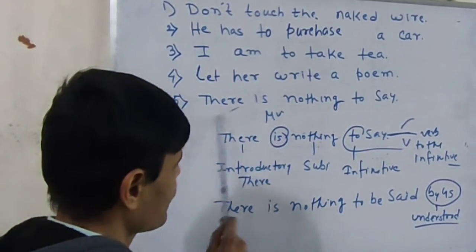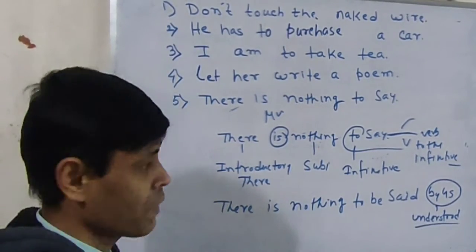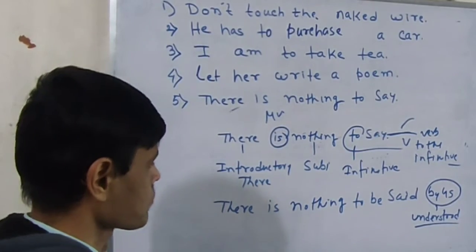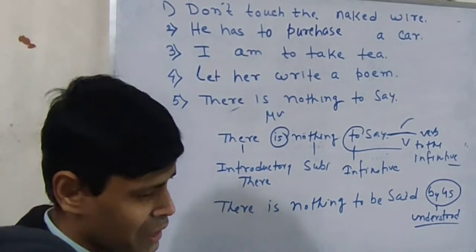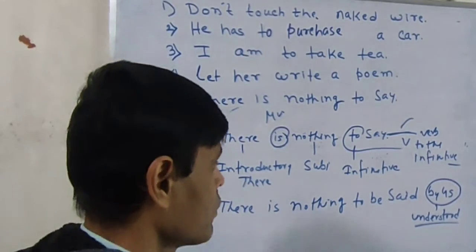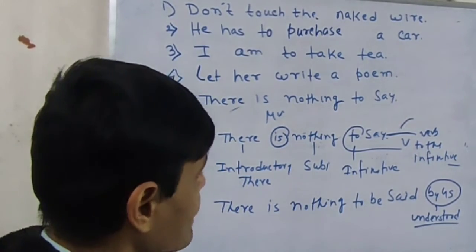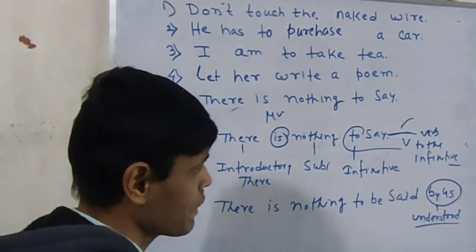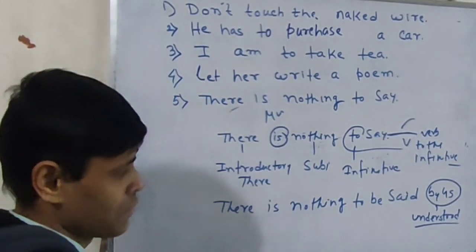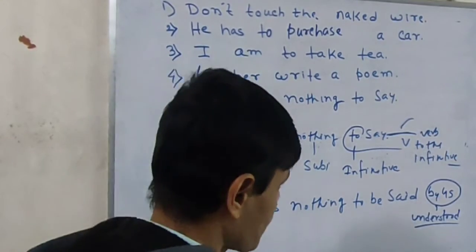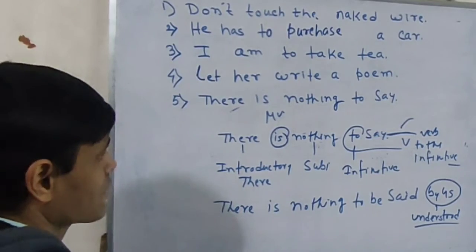So again I am repeating, there is called the introductory there, not the adverb. Is called the main verb. Nothing is called the subject here. To is called the infinitive. Say is called the verb to the infinitive. There is no object. But we can easily passivize this, changing the simple infinitive into the passive infinitive. That's why I have changed it into the passive infinitive to be. Then after that we have used the third form of the verb say. This means said. So this will be the answer.